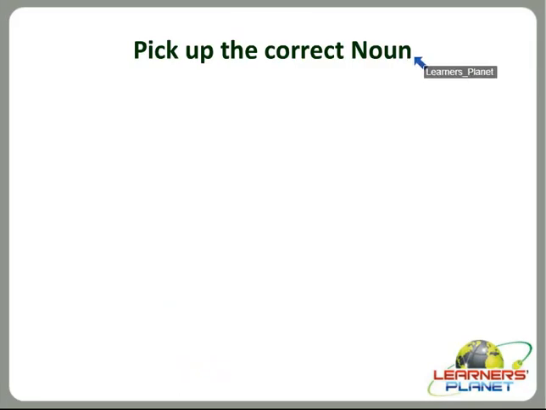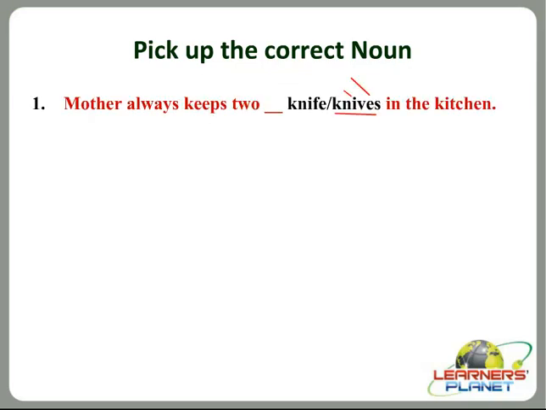Here is your exercise. Pick up the correct noun. Mother always keeps 2 dash in the kitchen. Knife or knives? Yes students? 2 means more than one. When it ends in FE, it shows it is just one. And the plural is VES. So with 2, which is more than one, we will take knives.